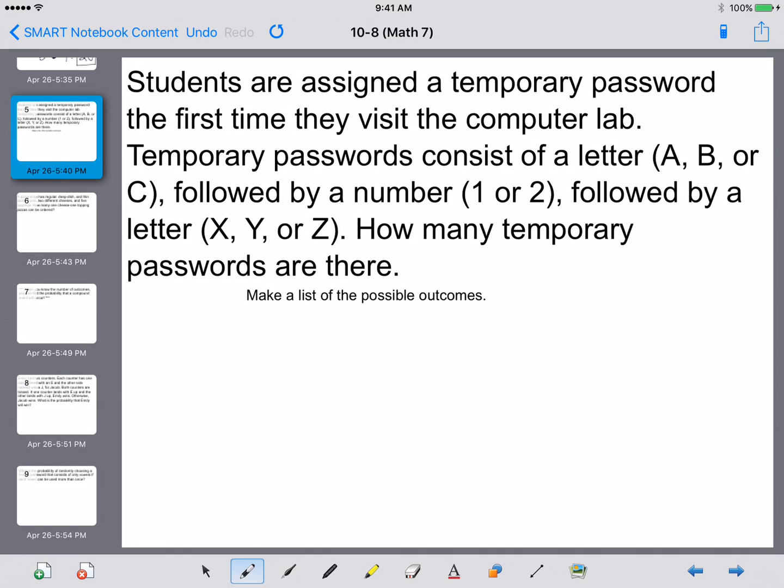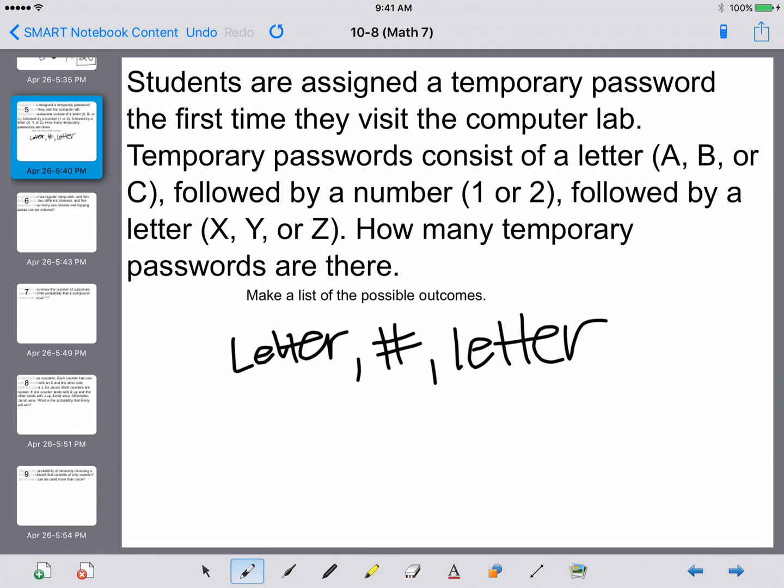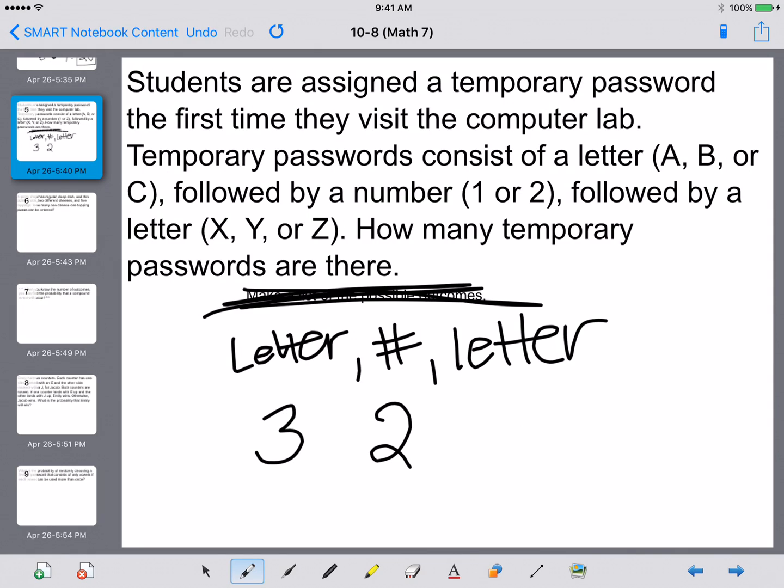We also have students being assigned a temporary password for the first time they visit the computer lab. The temporary passwords consist of a letter, number, letter. We want to know how many temporary passwords are out there. It wants us to make a possible list of the outcomes, and we're going to skip that because that's too much work. So our letter options: there are 3 different options for letters, 2 different options for numbers, and then 3 different letter options again.